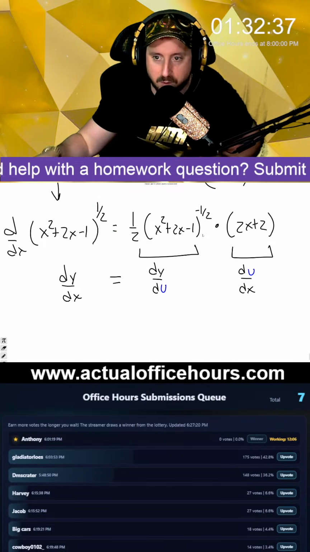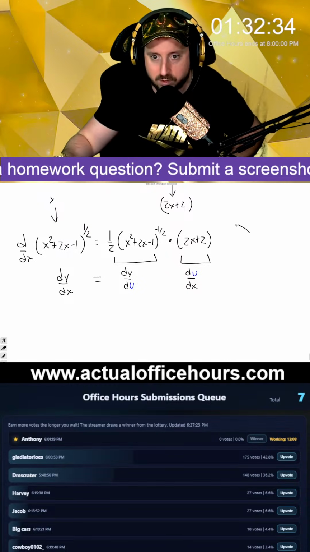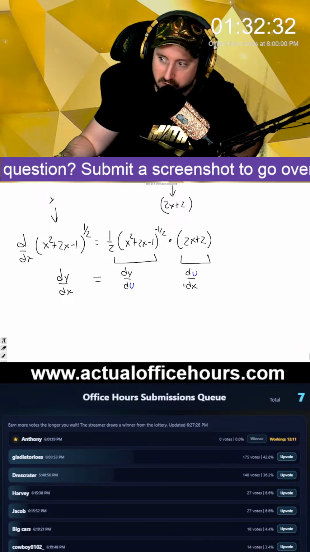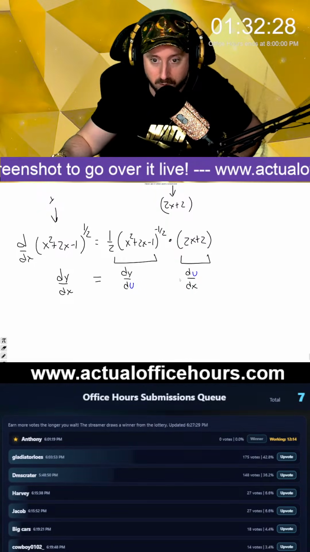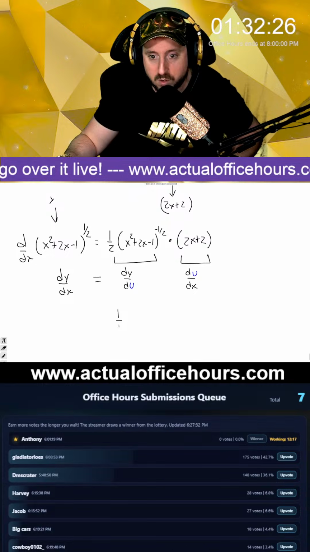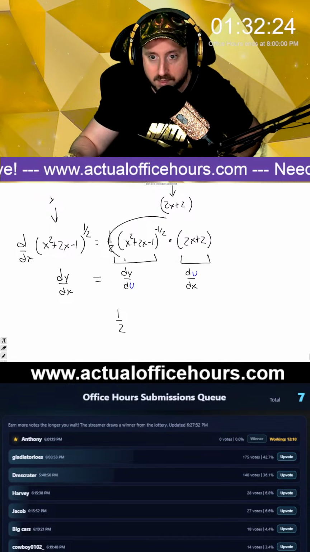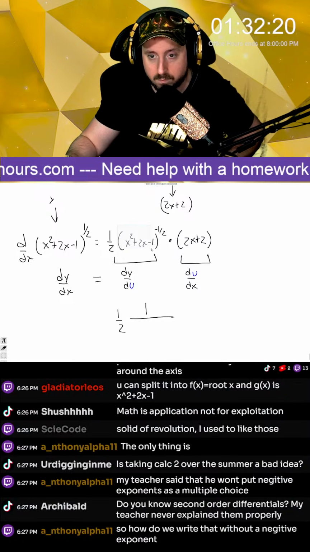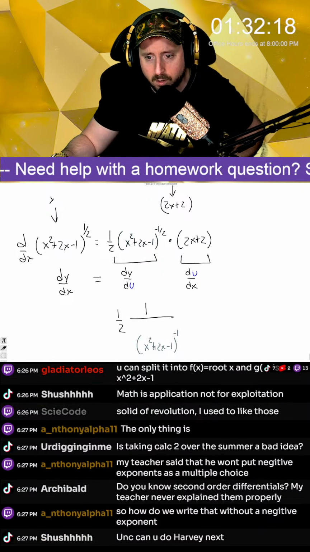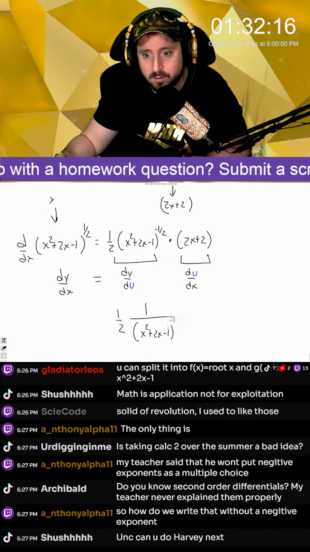He won't put negative exponents. That's okay. So if you want to see what this would be like without the negative exponents, that's totally cool. Negative exponents just means you flip it and make it a positive exponent. So in this case, this would be 1/2. This is going to be flipped. So this is going to be 1 over, sorry, all of this to the 1/2.